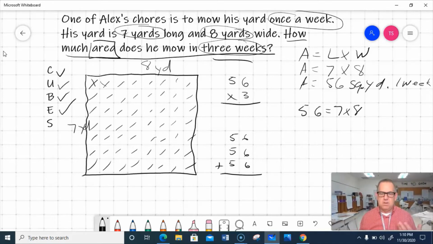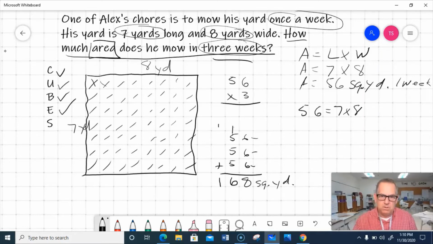Repeated addition is another way to multiply. We'll do the repeated addition way first. So I got 6 plus 6 is 12, plus another 6 is 18. And then 5, 10, 15, 16. So I'm going to carry the 1 from my 16. So it looks like that's 168 square yards in 3 weeks.